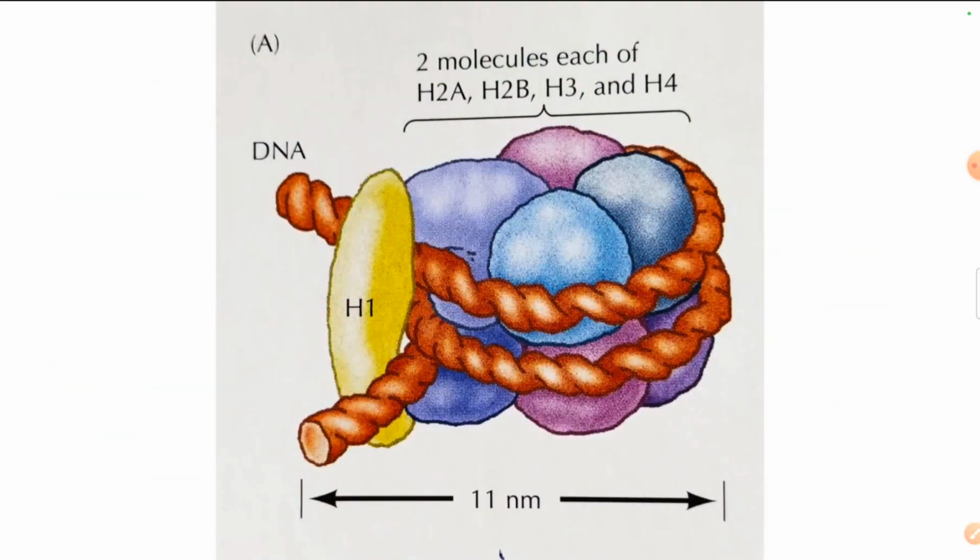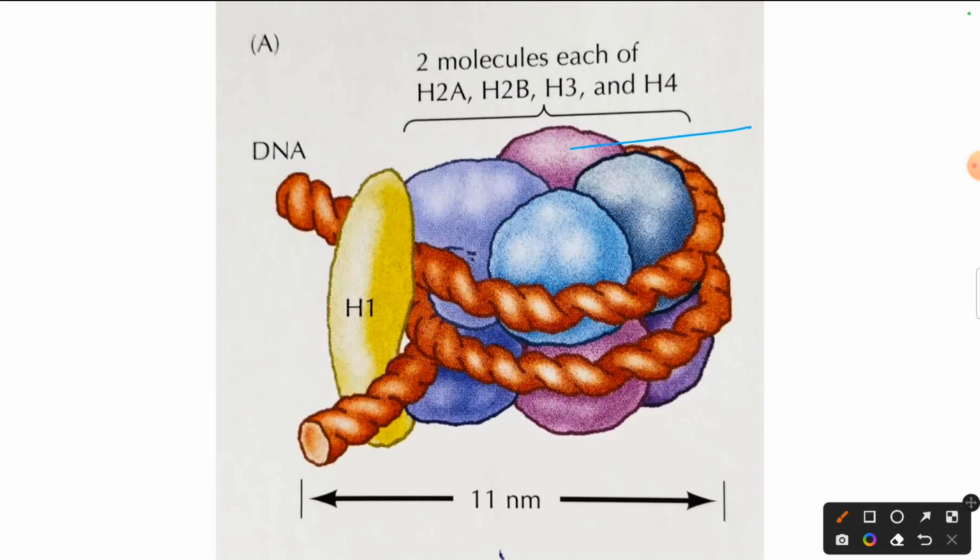As you can see in this diagram, this one is the nucleosome core particle. Here there are two molecules each of H2A, H2B, H3, H4. So how many histone proteins are present? 8 histone proteins are present. Now these 8 histone proteins constitute the histone octamer.